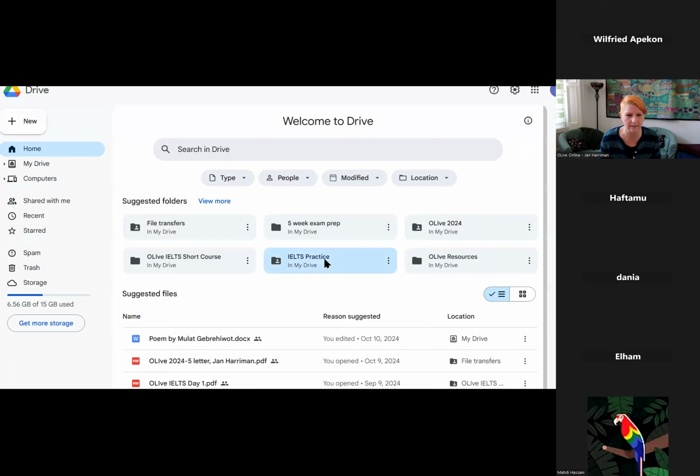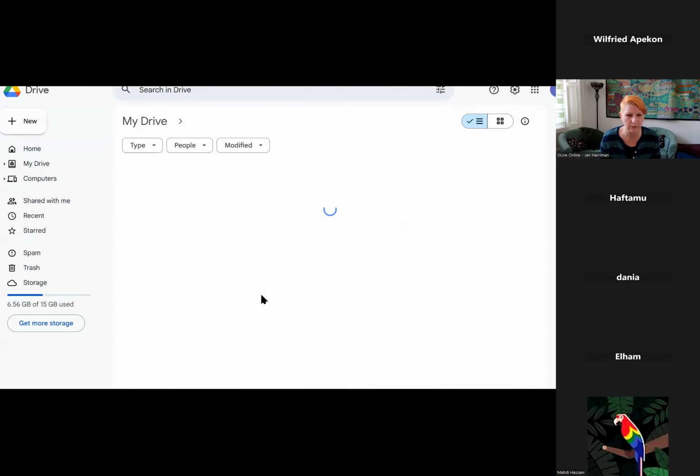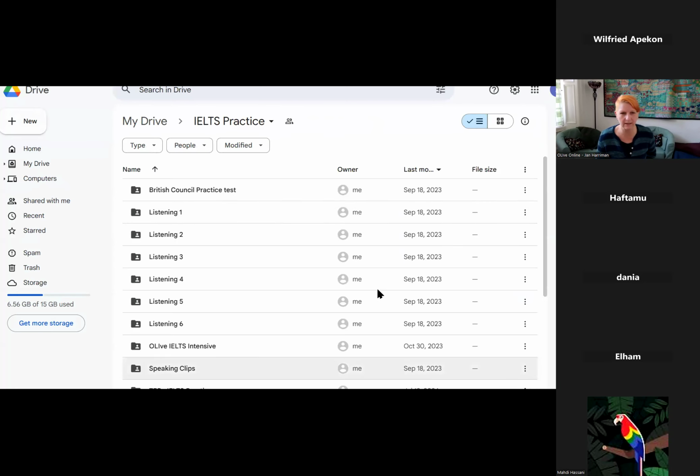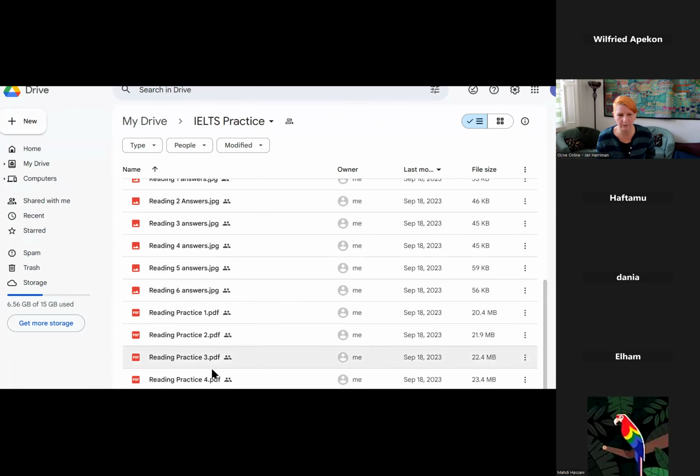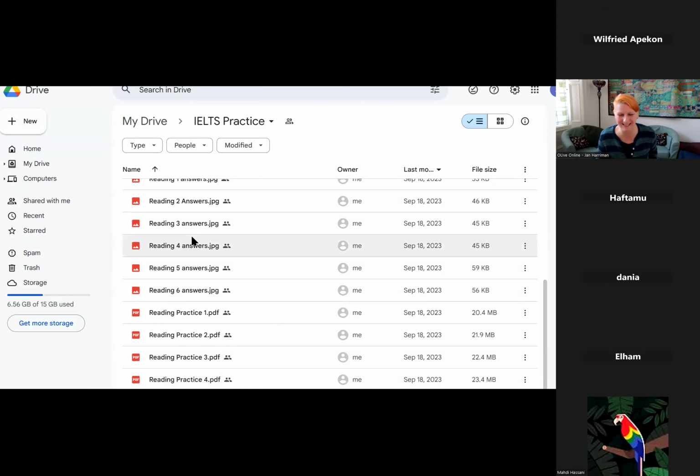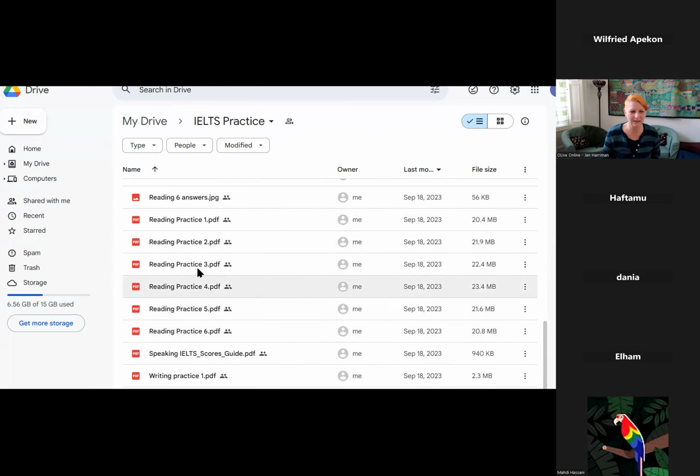Let's practice. There is a link to this file, and these are a set of practice exams. Yes, the answers are there, but don't read the answers first. So here's the reading practice. There are 6 of them.